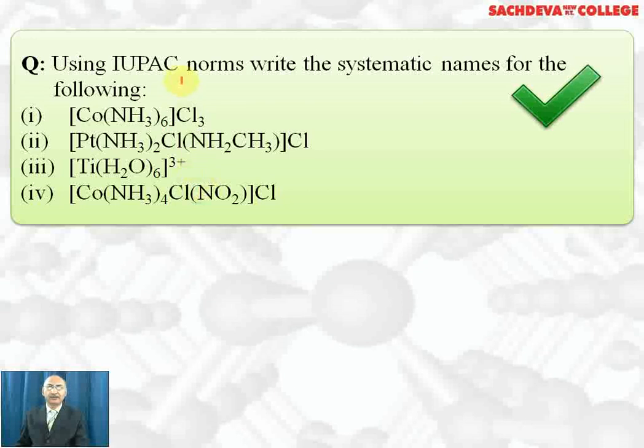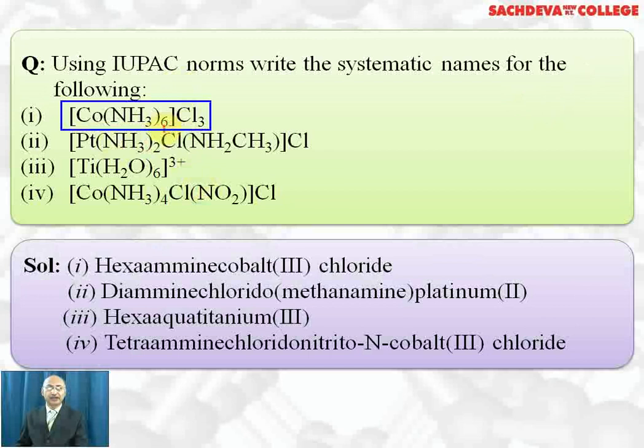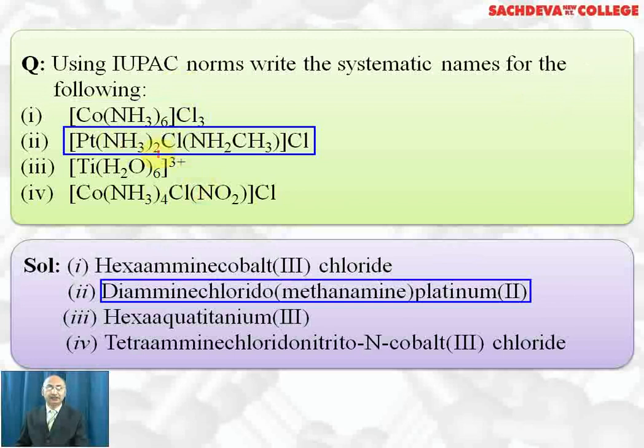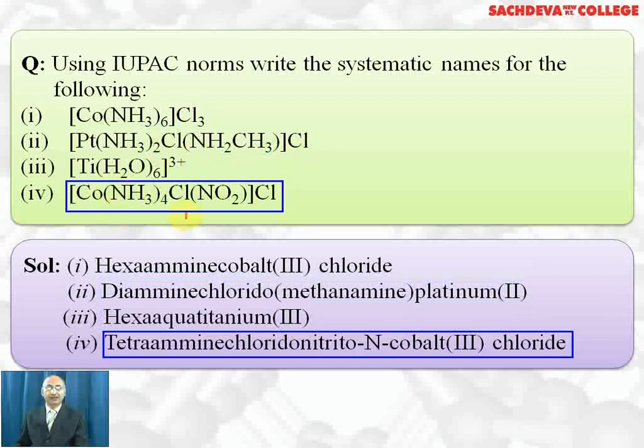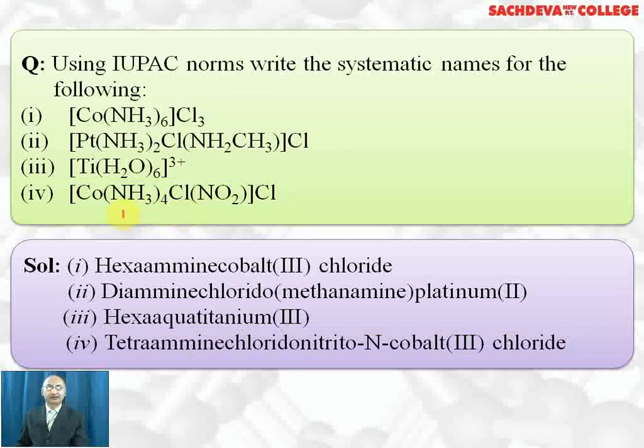Using IUPAC norms, write the systematic names of the following compounds. The first one is hexaamminecobalt(III) chloride. The second one is diamminechlorido(methanamine)platinum(II) chloride. The third one is hexaaquatitanium(III). The fourth one is tetraamminechloridonitrito-N-cobalt(III) chloride. That is the IUPAC name of this complex.